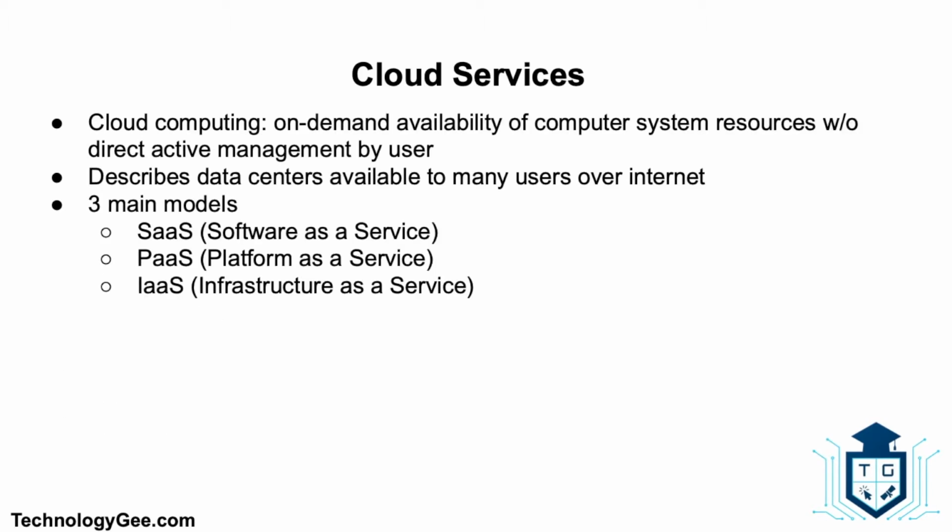All right, let's talk about the types of cloud services. So cloud computing is the on-demand availability of computer system resources, especially data storage, also known as cloud storage, and computing power without direct active management by the user. The term is generally used to describe data centers available to many users over the internet, and cloud computing comes in three main models. You have software as a service, platform as a service, and infrastructure as a service.